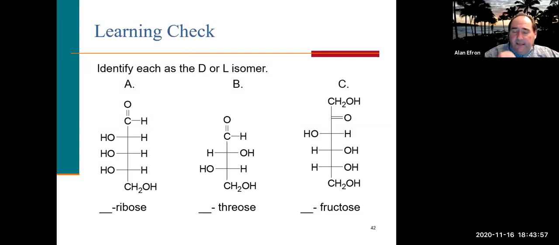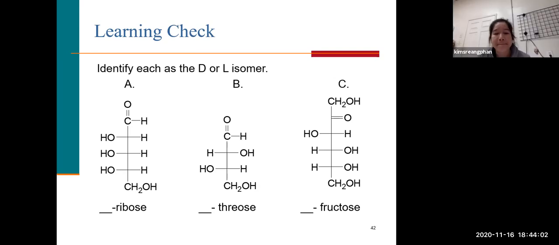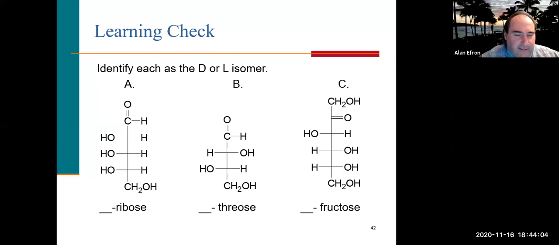All right, so take a second here and identify, are these D or L? Also, while we're at it, let's identify them as triose, hexose, pentose, those guys, and whether they are an aldose or a ketose. So take a couple of minutes to figure out D/L, hexose, pentose, aldose, ketose, all that stuff. And while you're at it, figure out how many chiral carbons each of these has as well. That's a good thing to figure out too.